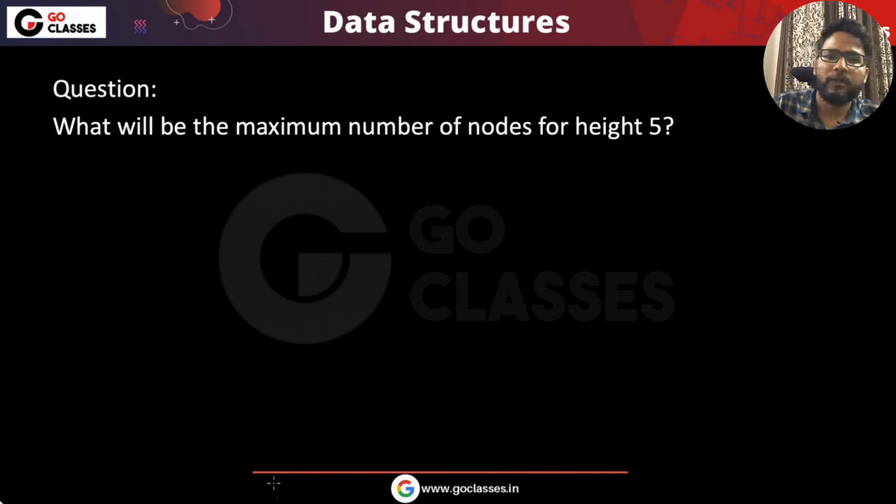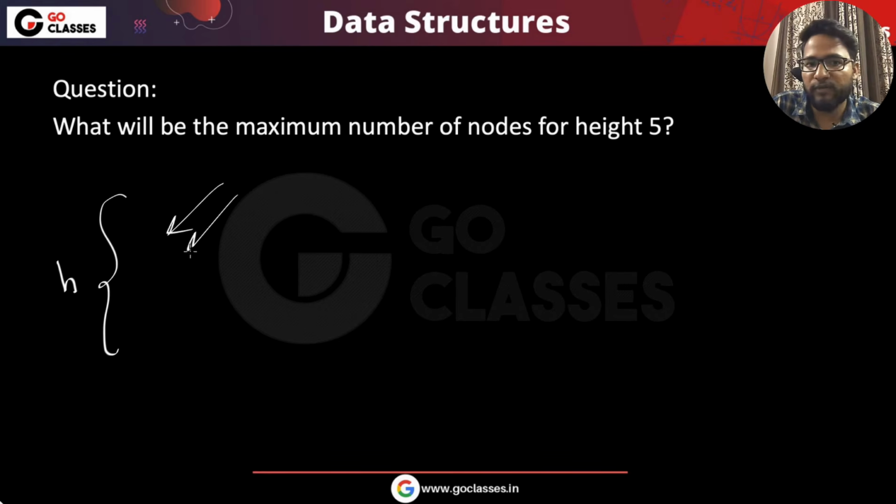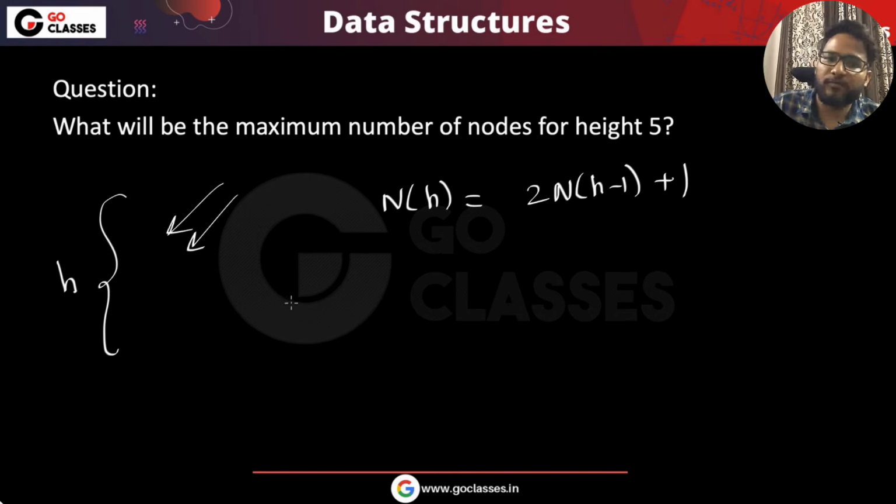Now let's solve this question. They are asking what will be the maximum number of nodes for height h, which means the height is fixed, which is h, and they want the maximum number of nodes you can fill in. So you can apply the formula nh equal to 2 into nh minus 1 plus 1, or you can directly apply the formula 2 power h plus 1 minus 1. Let me solve using both the formulas.